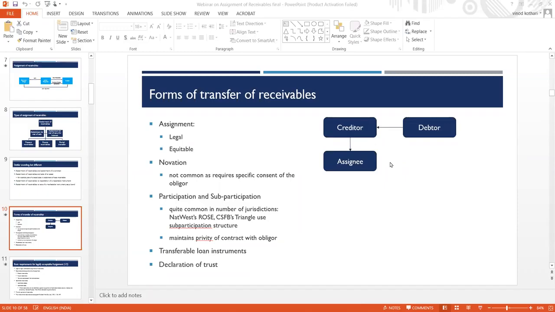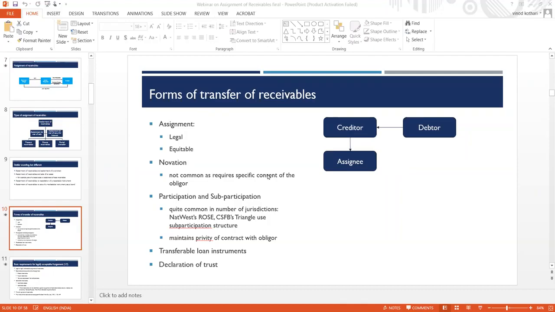So novation basically is us going back to the original contract and saying the contract now stands modified, and by way of modification of contract, the assignee has now become the payee. We modify the contract to make the assignee the payee. That's a case of novation of a contract. Novation is not a case of assignment, because what we're doing is going back to the contract and making the intended assignee the payee.